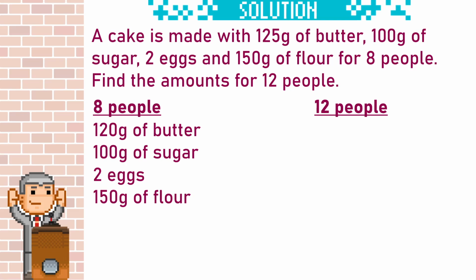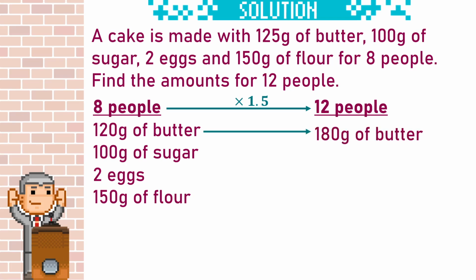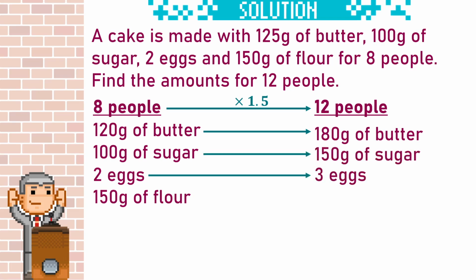So we need to ask ourselves, what do we times 8 by to get to 12? An easy way of working that out is just do 12 divided by 8, which is 1.5. So we need to multiply each amount by 1.5. 120 times 1.5 is 180. 100 times 1.5 is 150. 2 times 1.5 is 3. And 150 times 1.5 is 225.